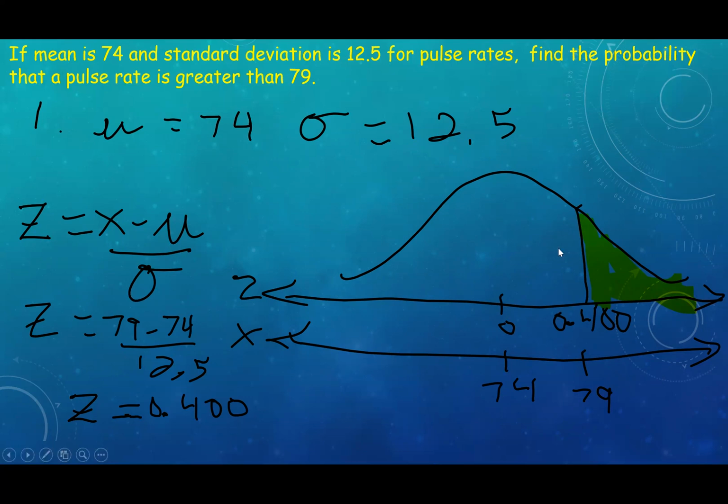We didn't finish, so I can't believe I didn't finish this. So you'd get the percentage here and subtract it from 1, and that would give us the probability that a pulse rate is greater than 79.